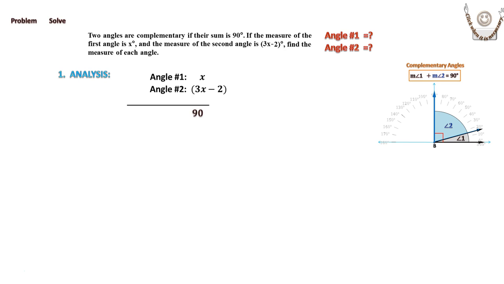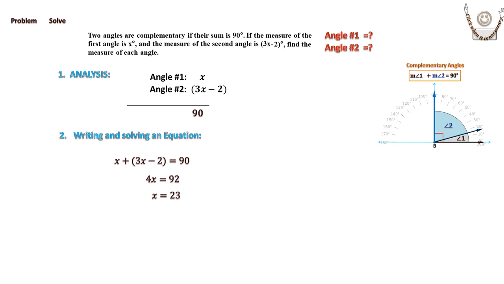Analysis. We can mark the first unknown, the measure of angle number 1, as x. We don't know it, and furthermore, it's in the problem. And the measure of angle number 2 would be 3x - 2. It's in the problem. And together, the measure of angle number 1 and the measure of angle 2 is 90 degrees. Now we can write an equation. First angle, which is x, and then the second angle, 3x - 2, equals 90.